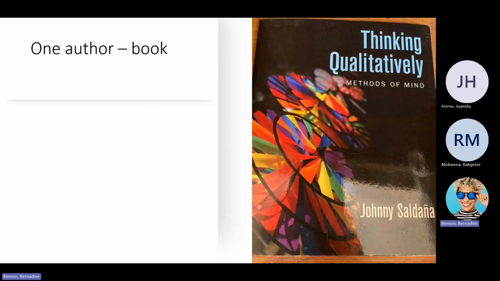Okay, so let us first take a look at a book with one author. Here's an example of a book with one author. The author is Saldana, and the title of the book is Thinking Qualitatively. So you will write Thinking Qualitatively, colon, then a space, Methods of Mind, full stop. That whole title will then be in italics because the book is published.